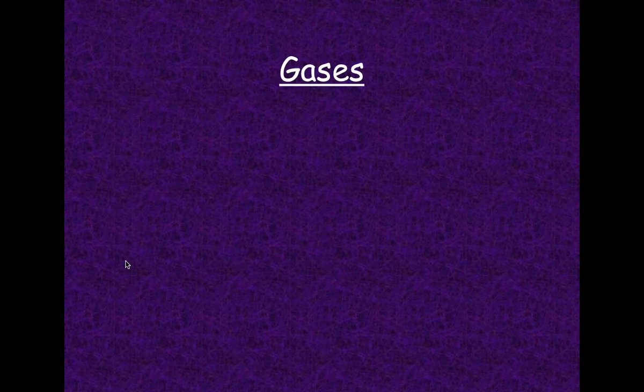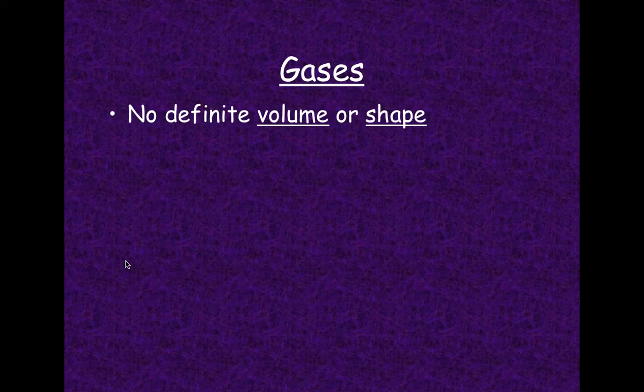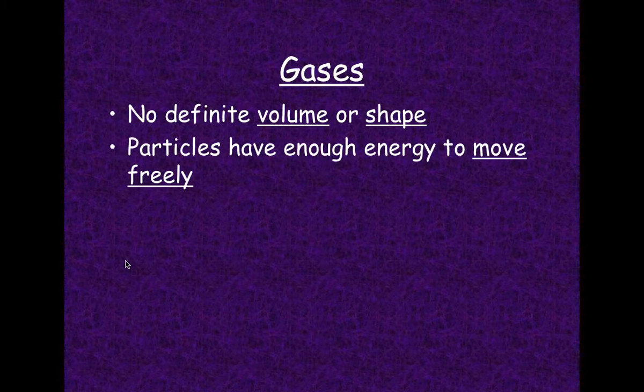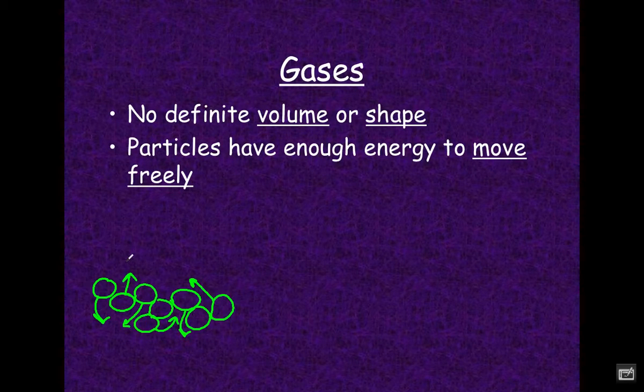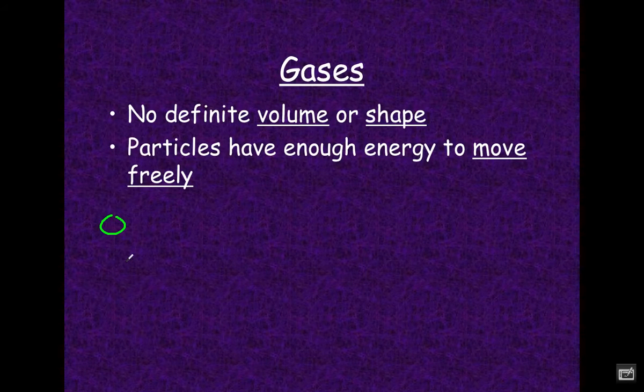Gases are our next one. Gases have neither a definite volume nor a definite shape. These particles have enough energy to move freely. So if I were to draw a particle diagram for them, it would look something like this. They are not actually touching, but they are moving. And they're actually moving quite fast.